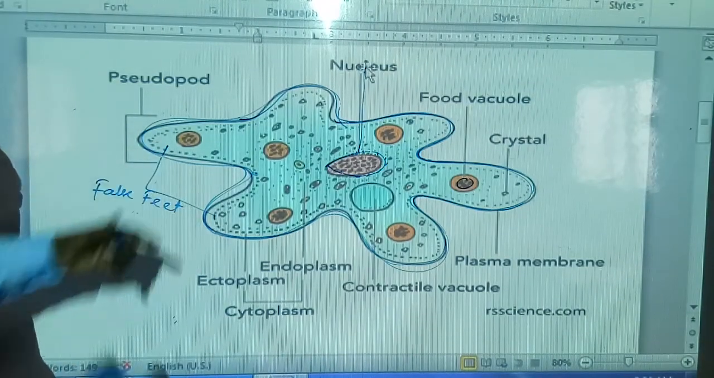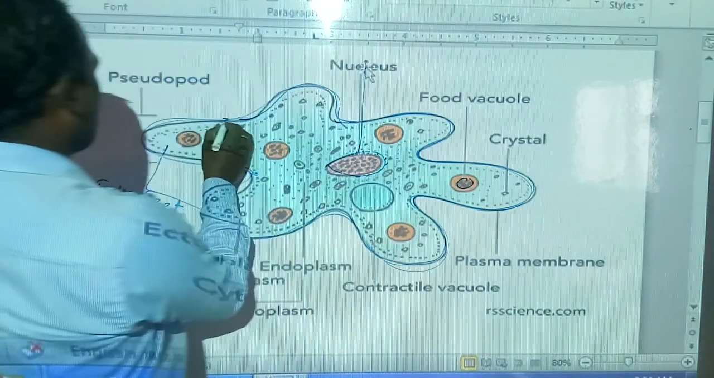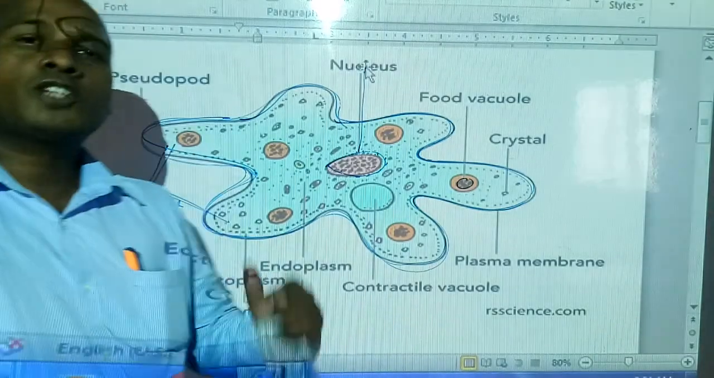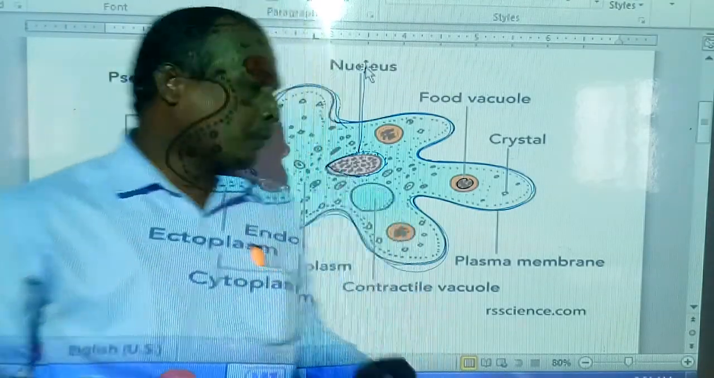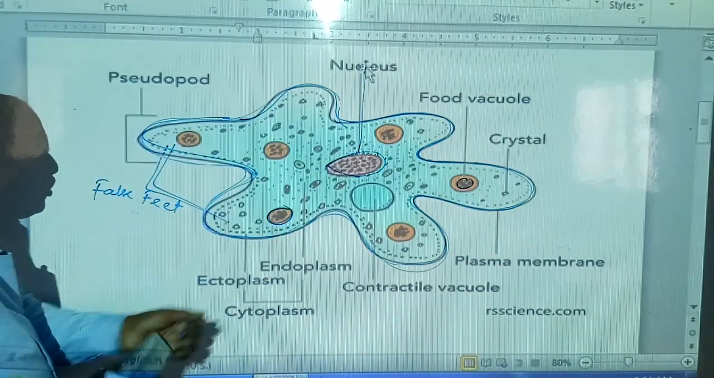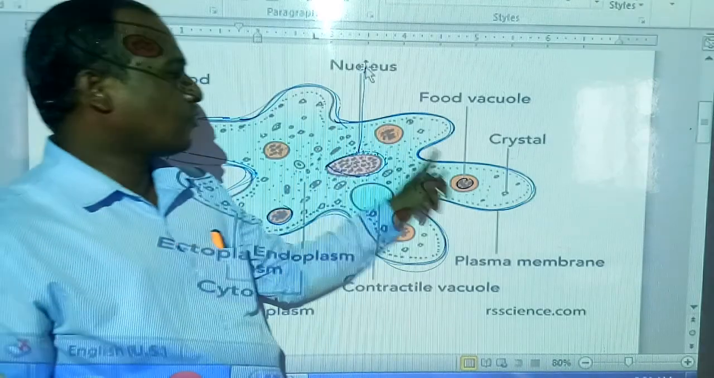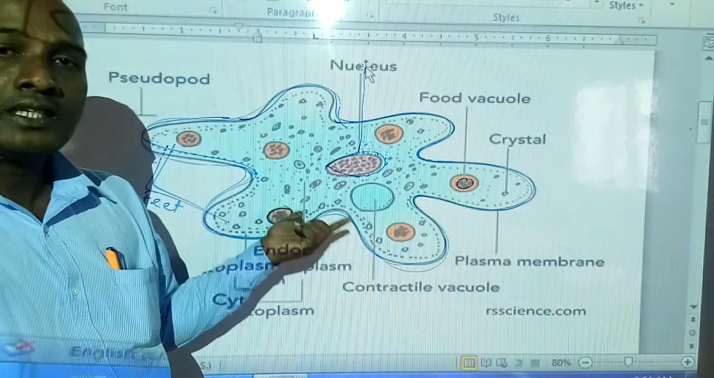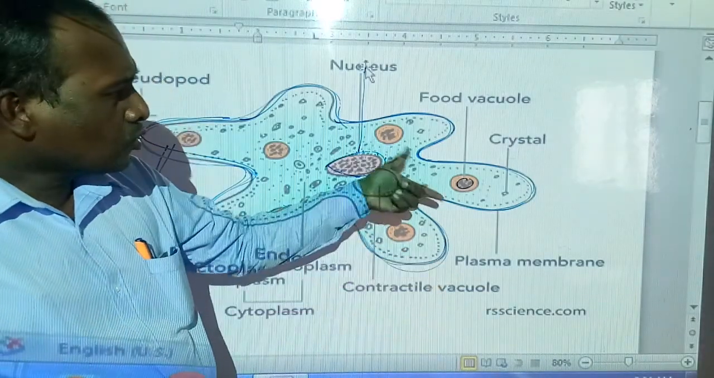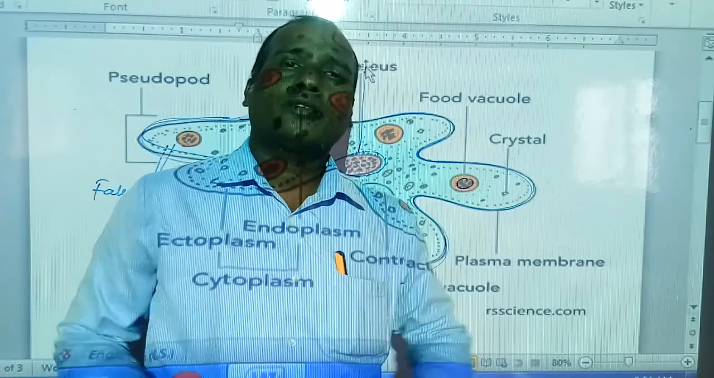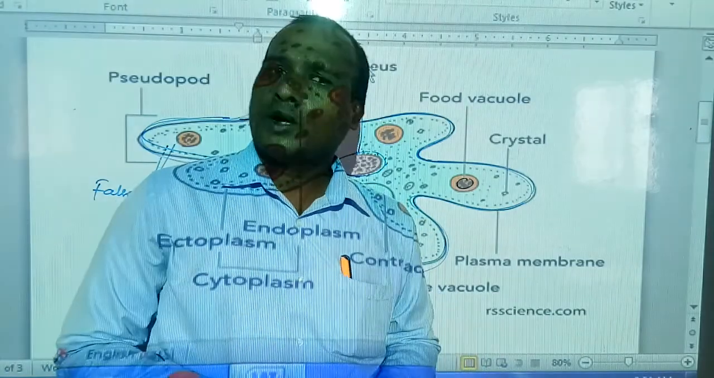This finger-like structure is called a false foot, or pseudopodia. And these are called food vacuoles. These are food vacuoles, these are food vacuoles, but this one is the contractile vacuole. Students, are you clear? Now how it takes in food, and what its digestive system is, we have to discuss.